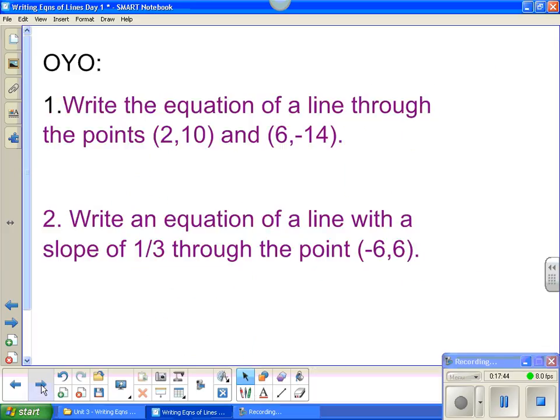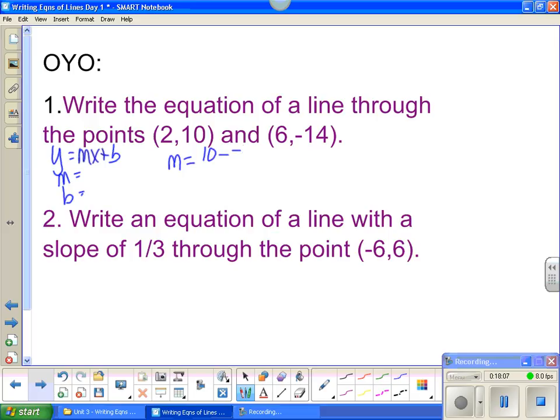Okay, just to kind of put it all together, we'll do these two together also. It says write the equation of a line through the points (2, 10) and (6, -14). So I'm going to use my y equals mx plus b. I need m and b. I didn't give you either one, so first thing we have to do is find m. Y minus y over x minus x. So there's my slope.